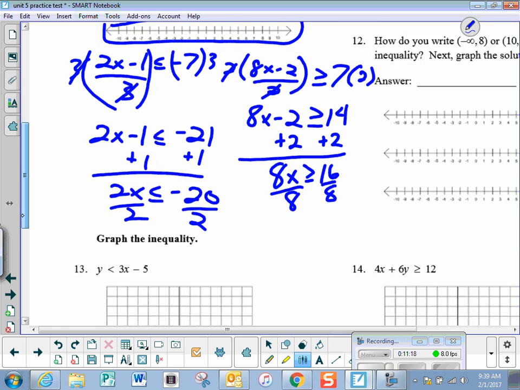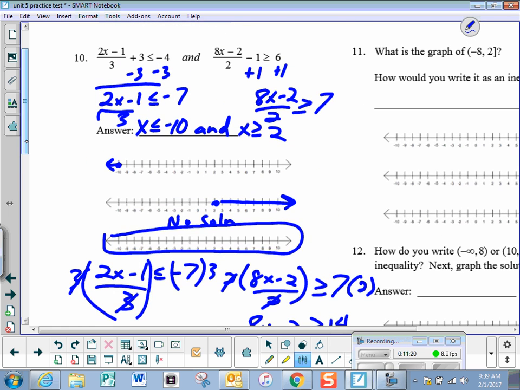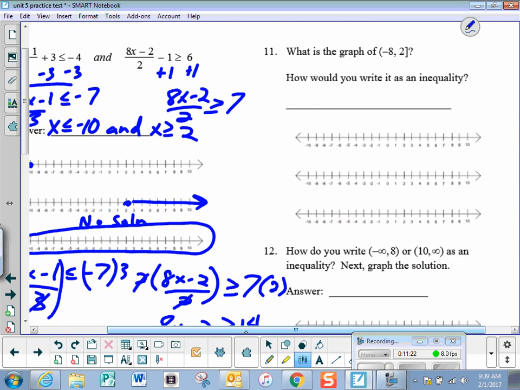Number 11. What is the graph of negative 8, 2? So this goes back to that quiz we had. Negative 8, or x, remember the comma. So x is greater than negative 8, less than or equal to 2. What does that look like?